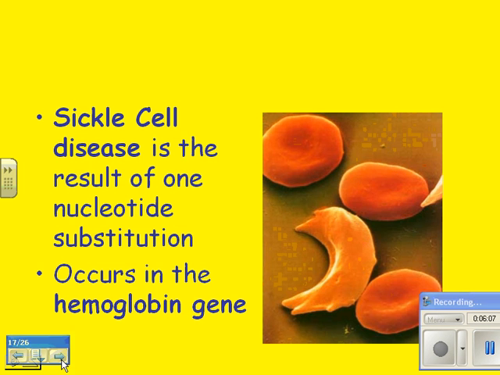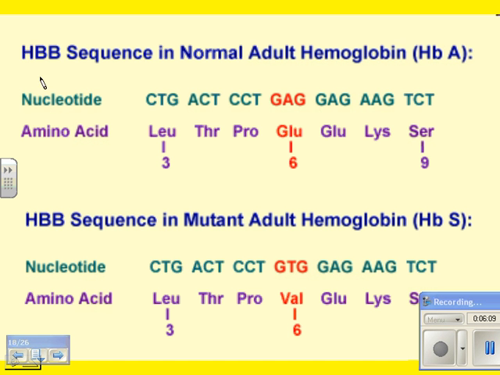So this occurs in the hemoglobin gene. Let's take a look at it. This is a sequence in a normal adult hemoglobin. They're not showing you 1 and 2 or anything after amino acid 9. But here's 3. CTG in the DNA will code for leucine, ACT for threonine, etc. And here's the normal one, GAG codes for glutamate.